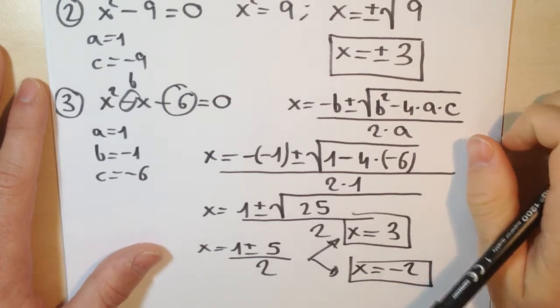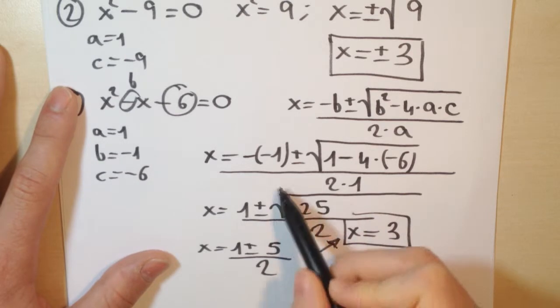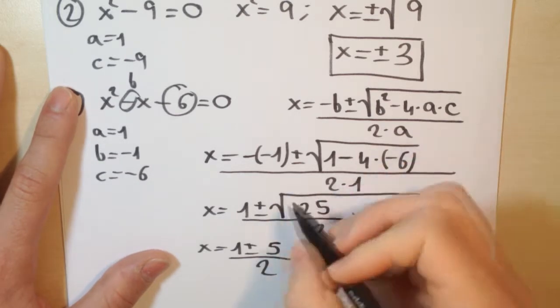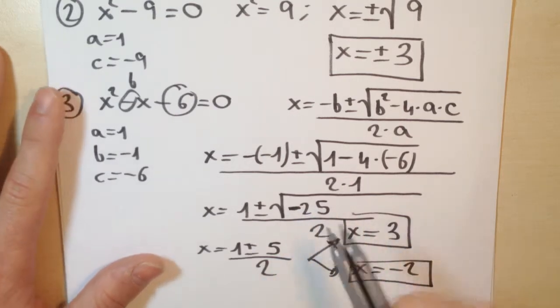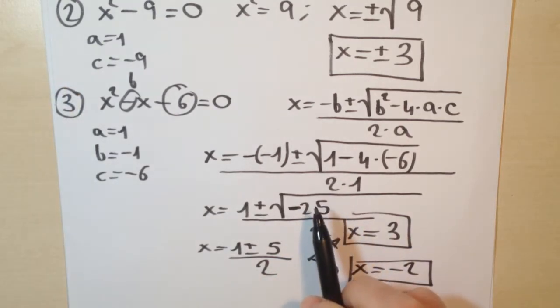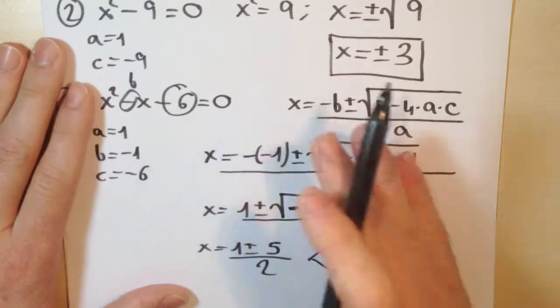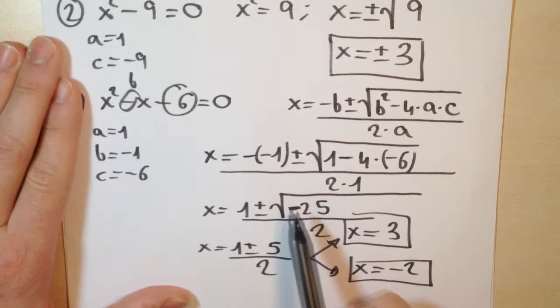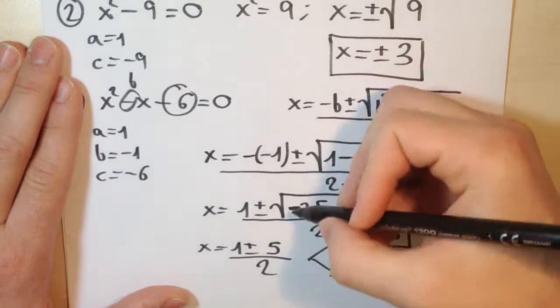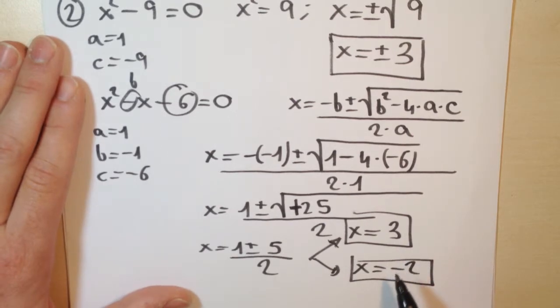What would happen if this square root would be negative? I mean, if this would be -25 instead of 25. Well, there are no solutions for this in the real numbers, only in complex algebra. So we would say these have no solution. There would be no solutions for these equations if the square root would be negative. But this is not the case, so these have solutions. x equals 3, x equals -2.